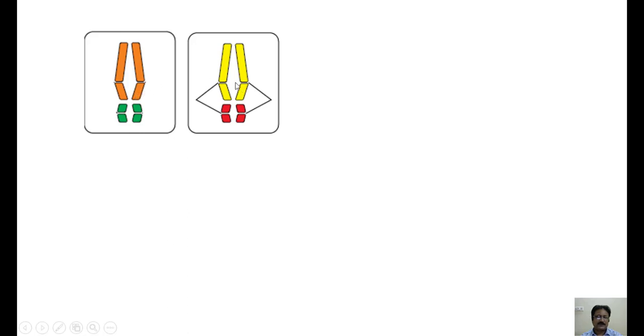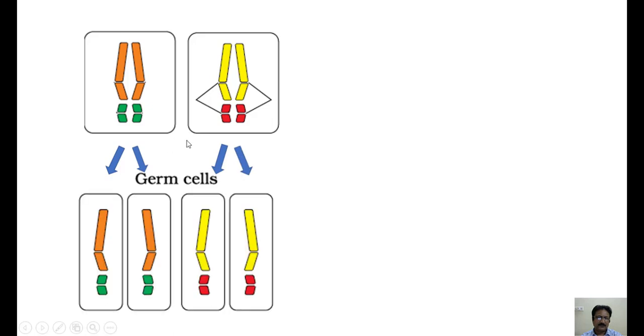Now in the next stage, meiosis 2, anaphase 2, what happens? There again will be separation of the chromatids. As the chromatids separate, one chromatid, the orange one, goes with the green. Here also the same. Yellow goes with the red. So such will happen now. So this produces such types of combinations.